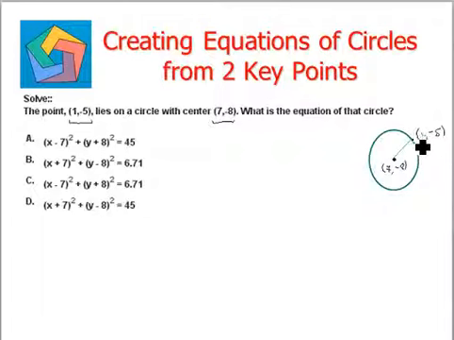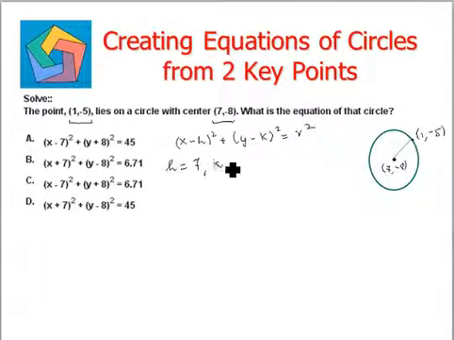Now we can use the center and radius form of the equation, that is (x - h)² + (y - k)² = r², where h and k are the coordinates of the center of the circle. In the given question we are given h = 7 and k = -8. R we do not know, we have to find out. How can we find out r?